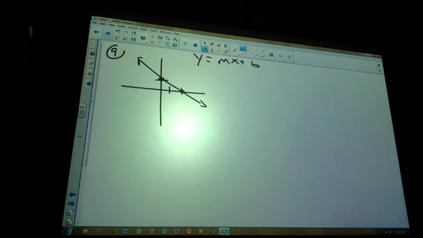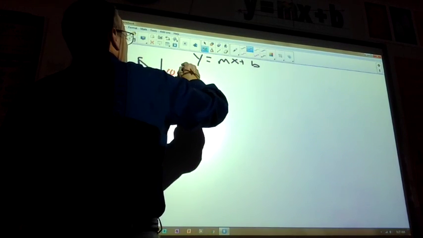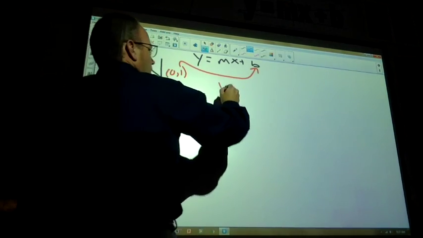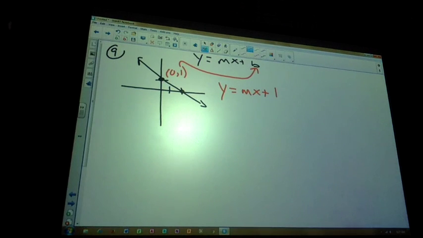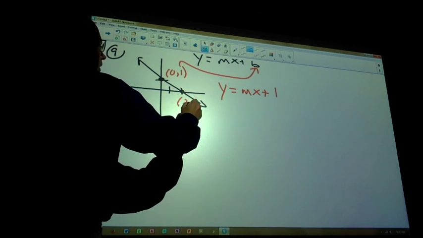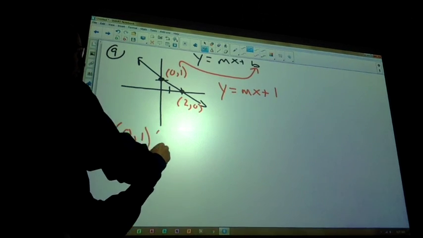Okay, so where is my b value? Plus 1. So this is the point 0, comma 1, and this 1 right here becomes my b value. So now I have y equals mx plus 1. Okay? So I know I have 0, 1, and this is the point 2, comma 0. So I can use any 2 points on a line in order to find the slope.